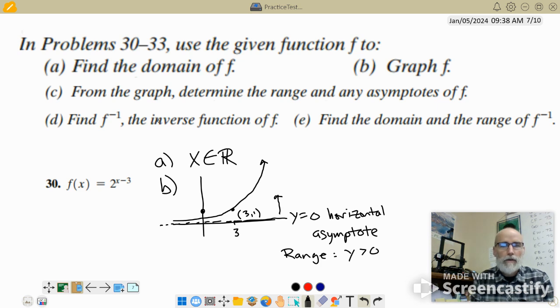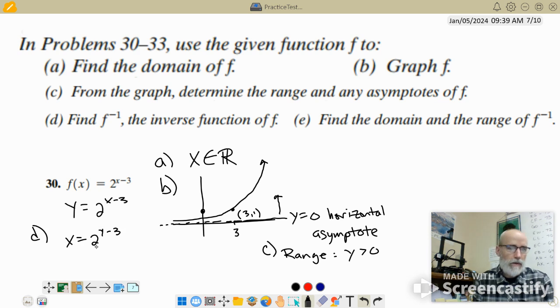Find the inverse of the function. Okay, so we have y equals 2 to the x minus 3. Here's the inverse: x equals 2 to the y minus 3. So this is my part D right out here. This is my part C right over here. So I have the inverse.